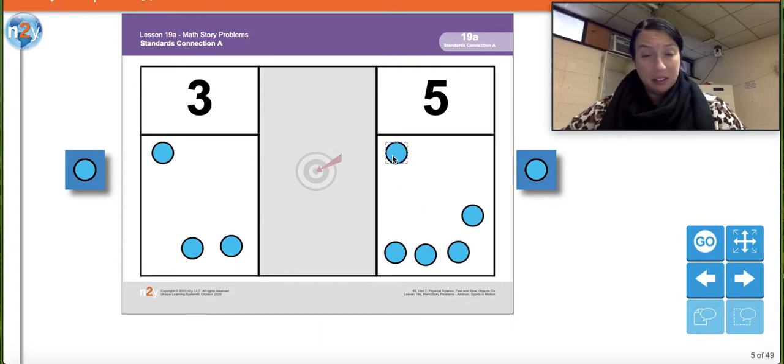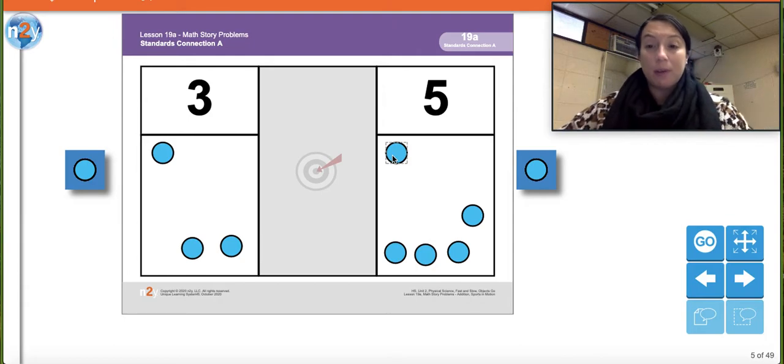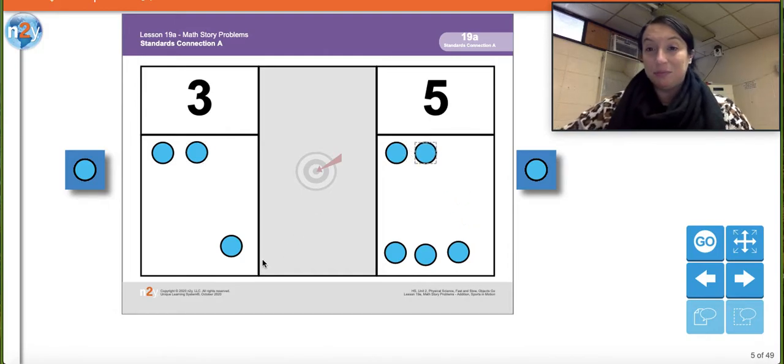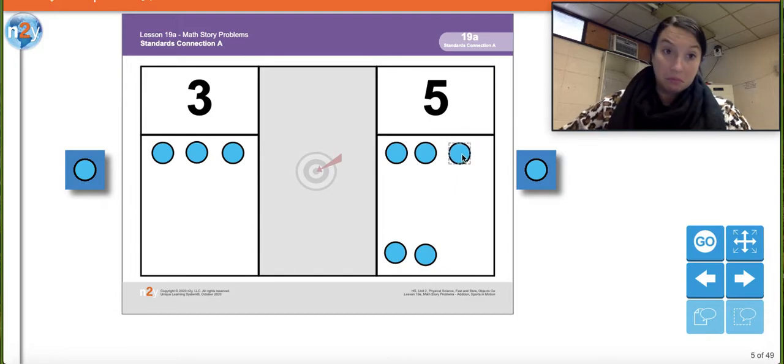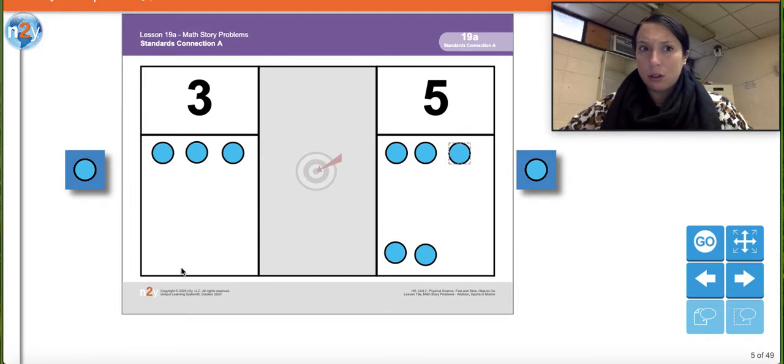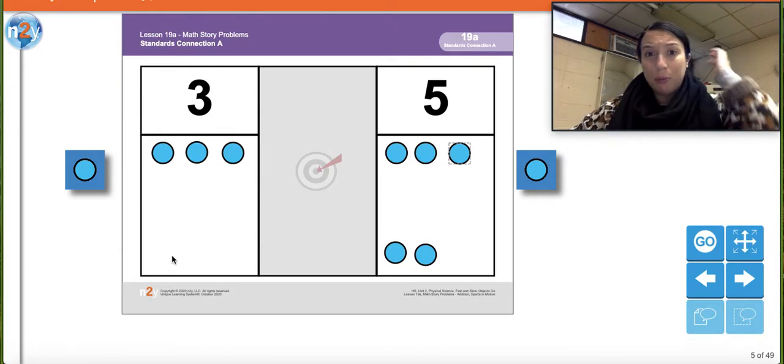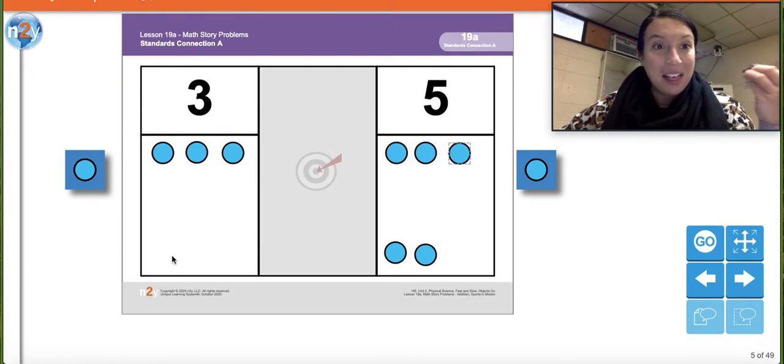Okay. They're even right now, but we still have more. Let's move over another 1 on the left and another 1 on the right. Okay. Let's move over another 1 on the left and another 1 on the right. Okay, uh-oh. There's no more to move up on the left.